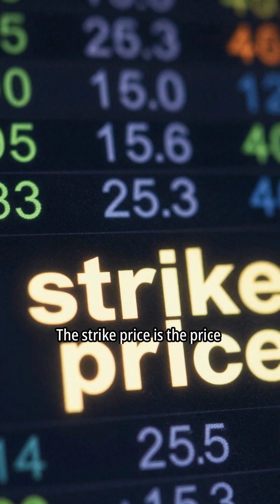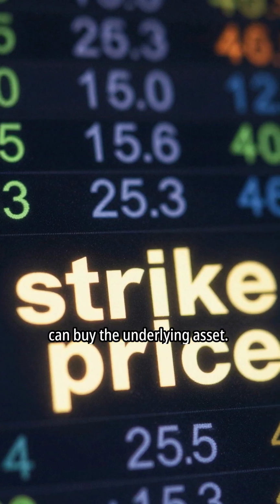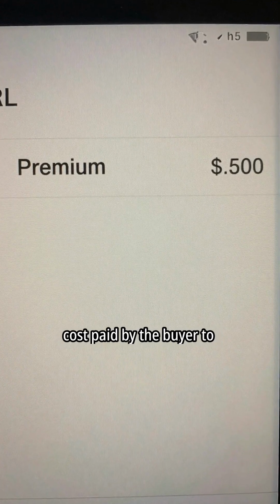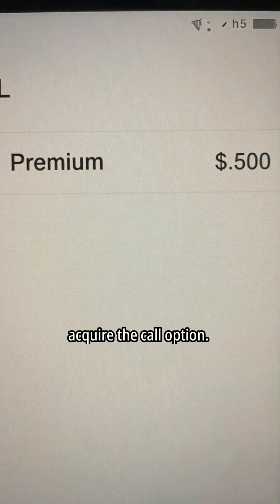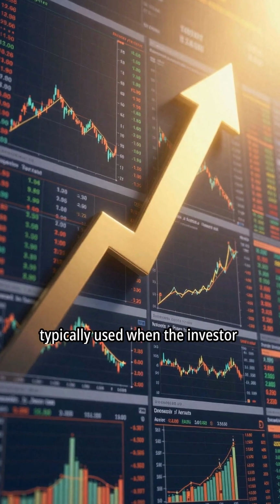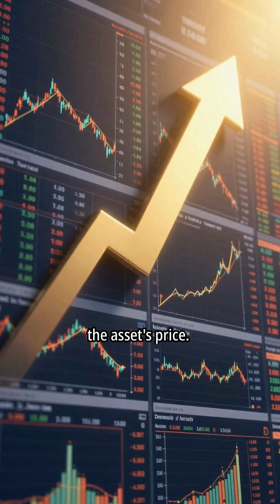The strike price is the price at which the option holder can buy the underlying asset. The premium is the initial cost paid by the buyer to acquire the call option. Therefore, call options are typically used when the investor anticipates an increase in the asset's price.